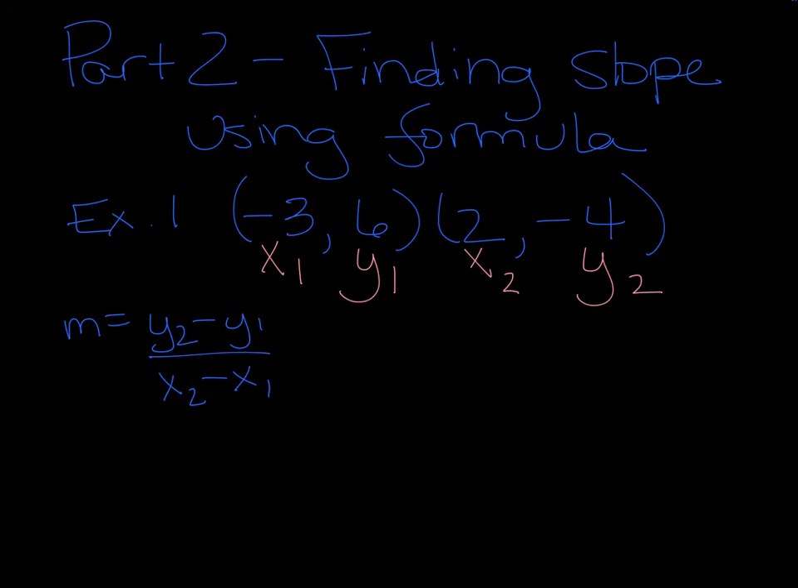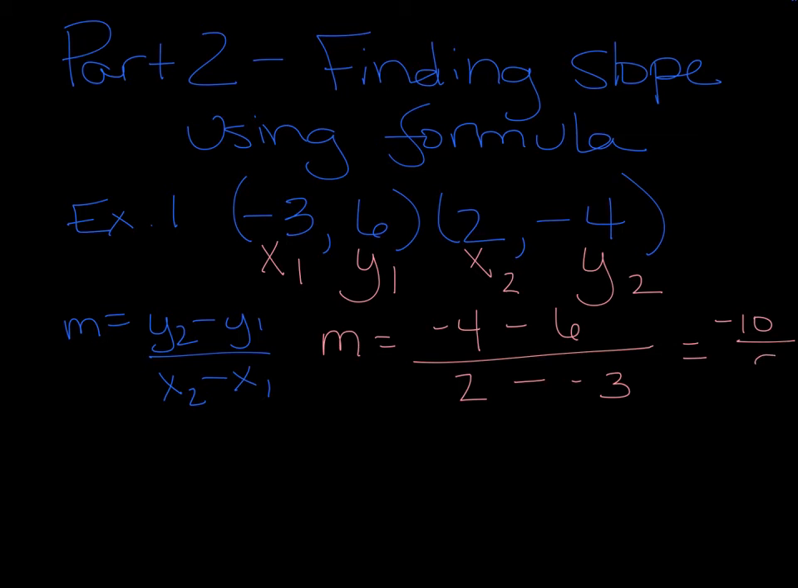Now, all you do is you take those numbers and you plug them in the formula. Y sub 2 is negative 4. The formula says minus. Y sub 1 is 6. On the bottom, x sub 2 is 2. Formula says minus. X sub 1 is negative 3. So I plugged my information in my formula. Now all I have to do is do the computation. Negative 4 minus 6 is negative 10. 2 minus negative 3 is 5.